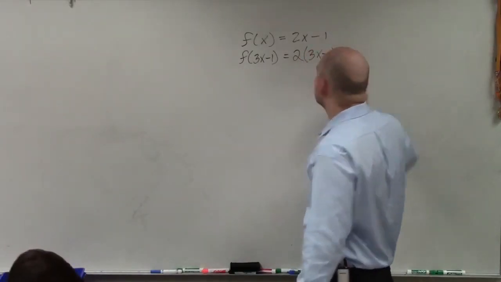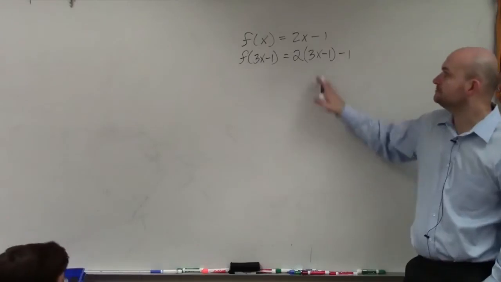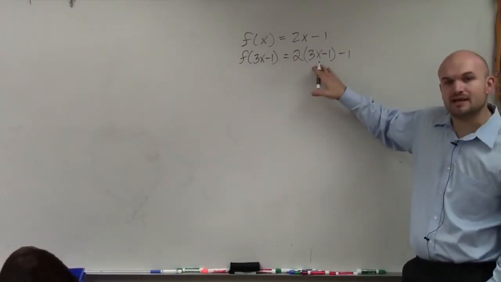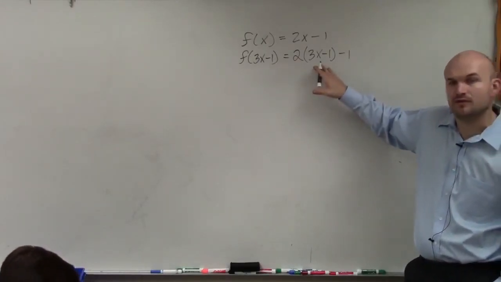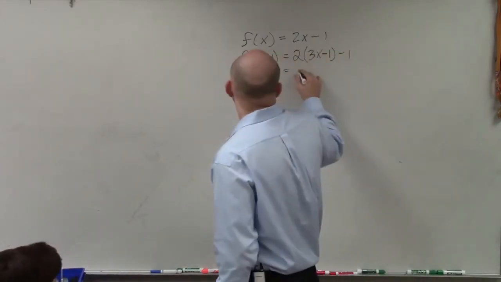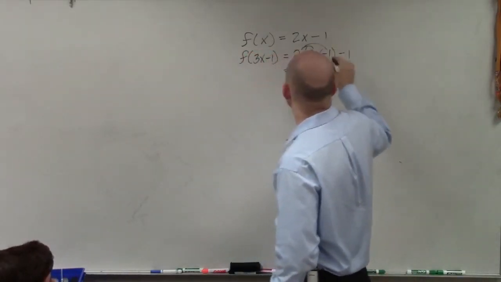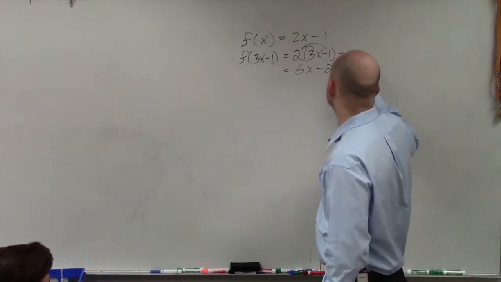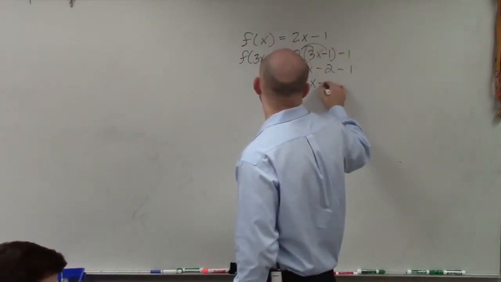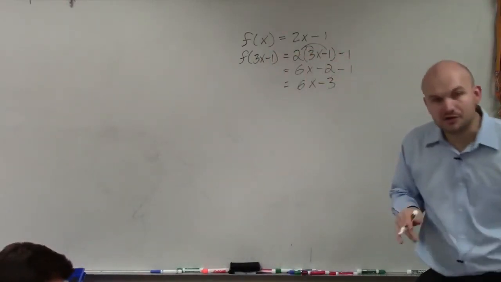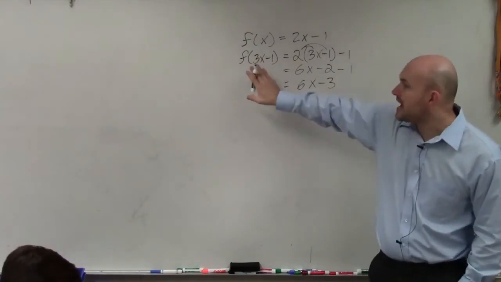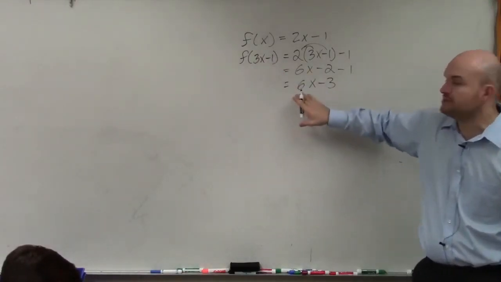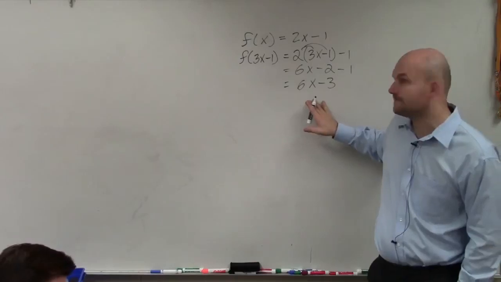Notice that I'm using parentheses here to represent that I'm plugging one value in for the other. Apply the distributive property. Then the value of my function at 3x minus 1 is going to equal 6x minus 3.